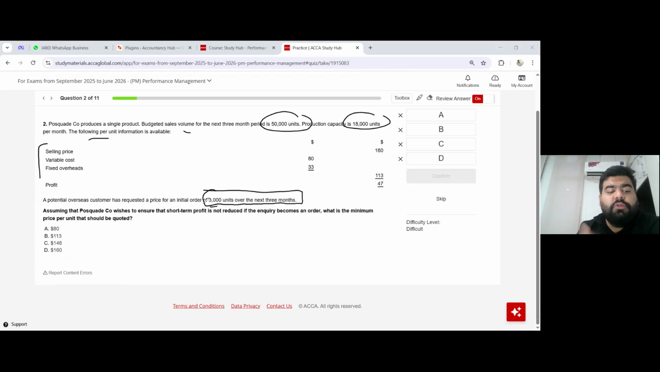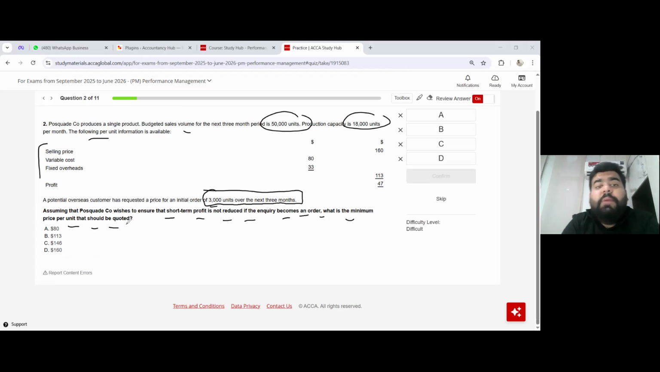So he's asking for the price. Assuming P company wishes to ensure the short-term profit is not reduced if the inquiry becomes an order, what is the minimum price per unit that should be quoted? What would be the minimum price? He is asking about the minimum price that we must offer to him.